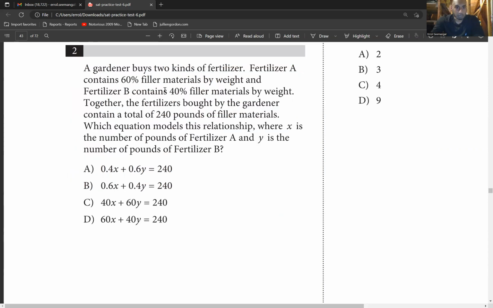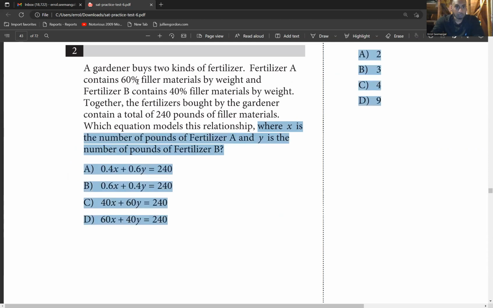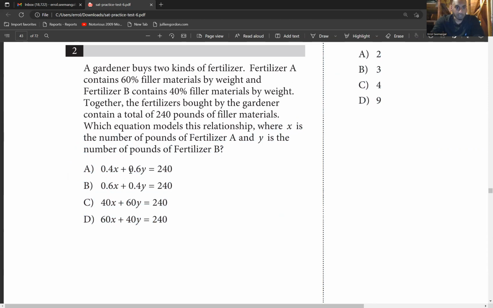Okay, which one? X represents the number of pounds of fertilizer A. So that'll be 0.6 times X, and 0.4 times Y equals 240. I'm thinking B. Yeah. 60% A, yeah, 2B. Yep.